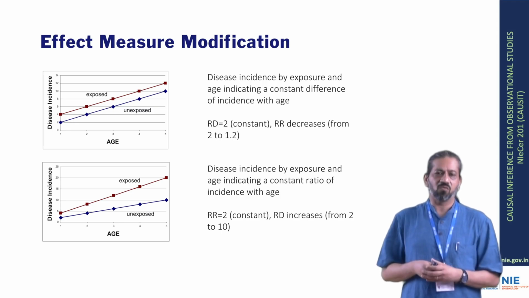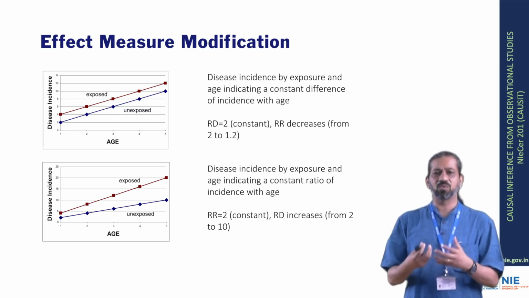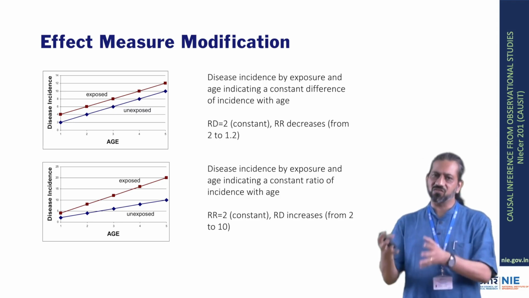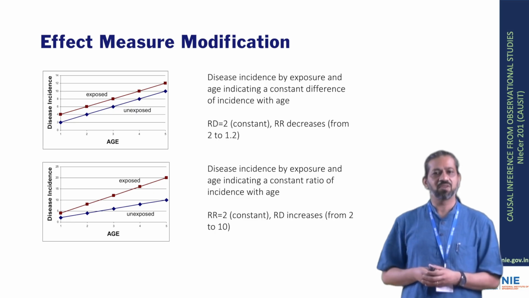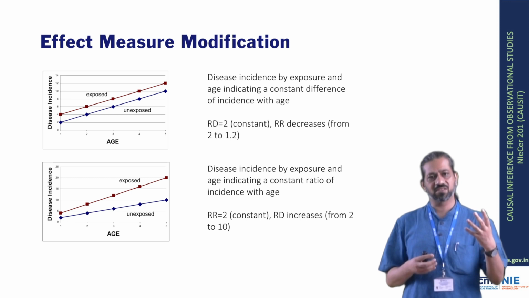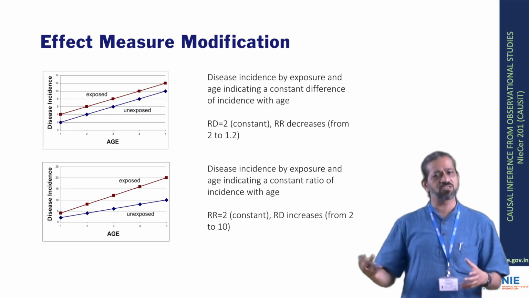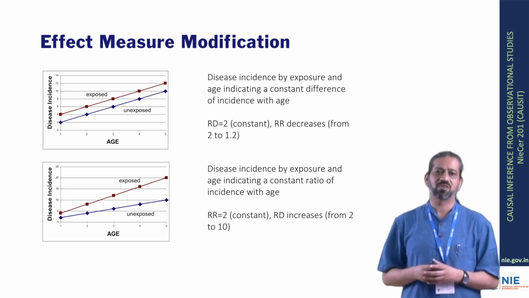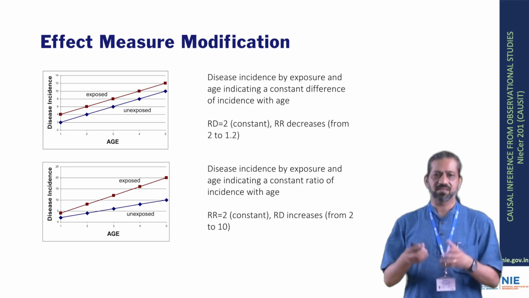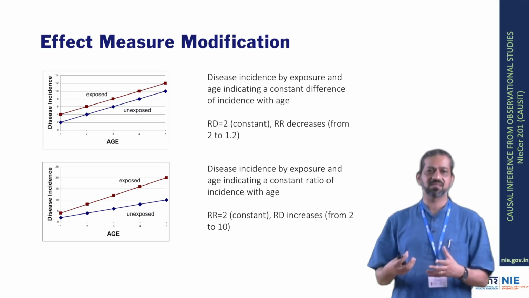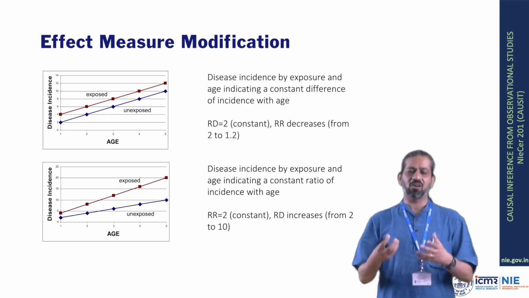In reality, what would happen is that if we calculate both the risk difference as well as the risk ratio from the same study for different strata of this modifier, we would see that whenever the risk difference is constant, the risk ratio would change, and if the risk ratio remains constant, the risk difference would change. And hence, it is important to distinguish which measure of association is being modified due to the presence of this particular modifier or third factor.